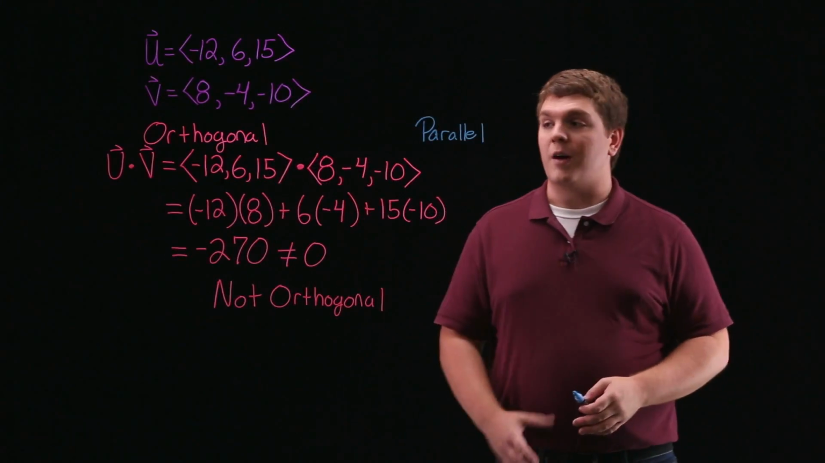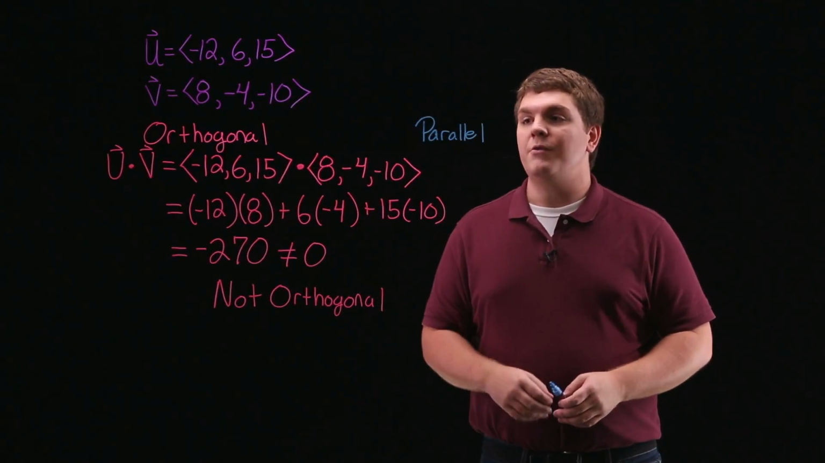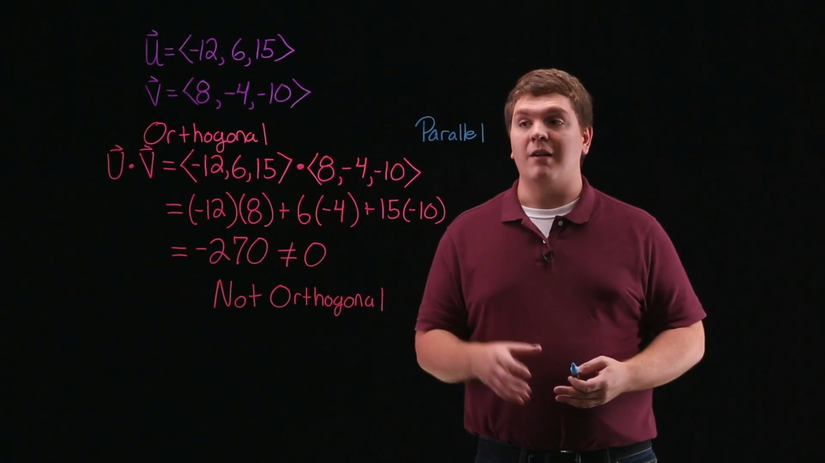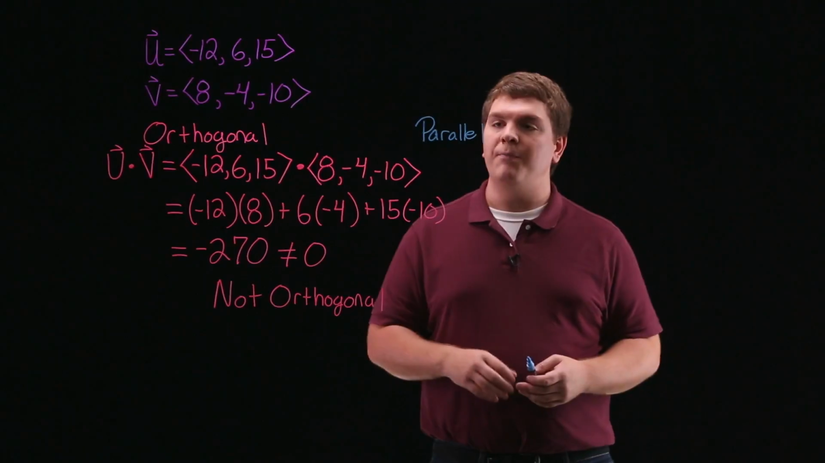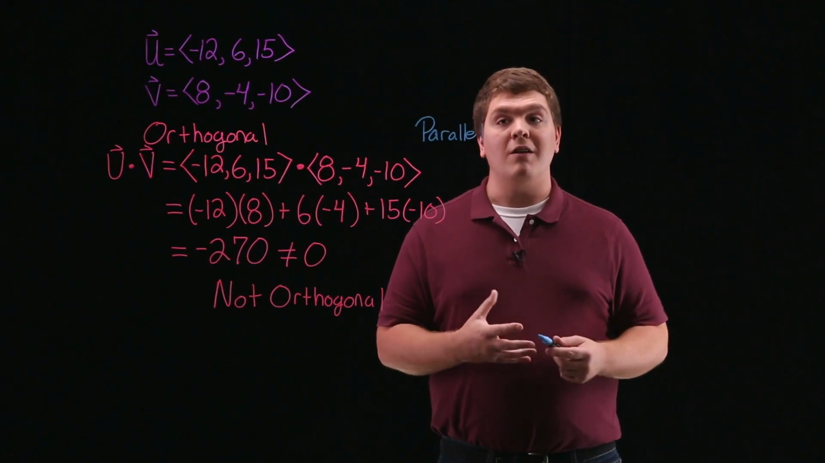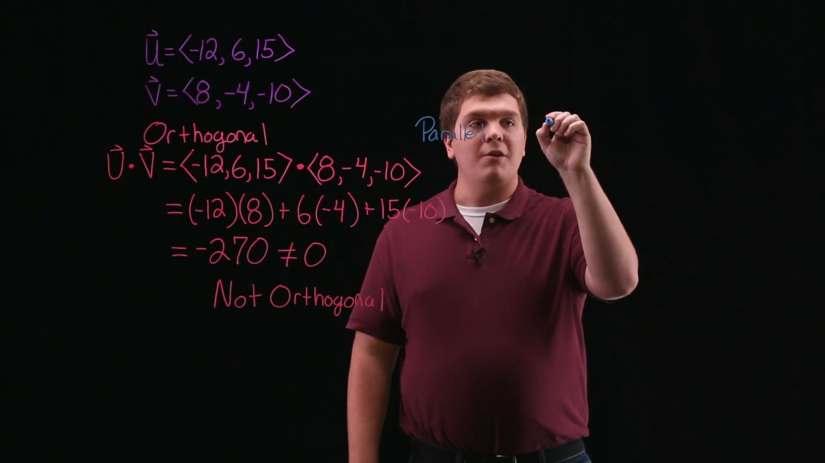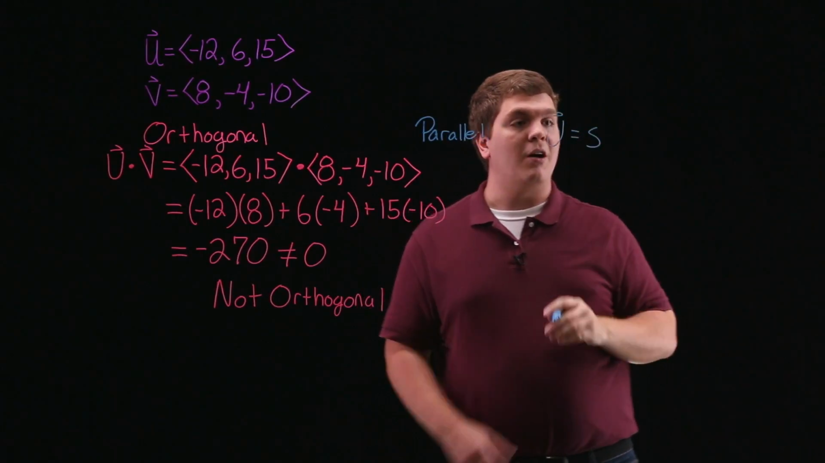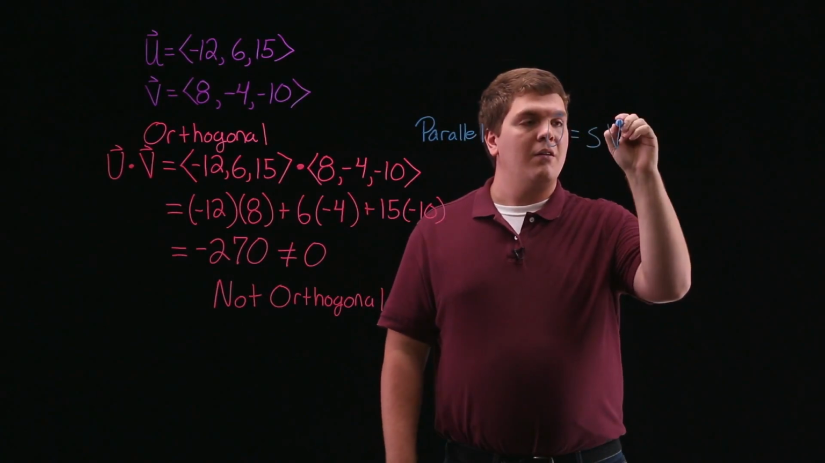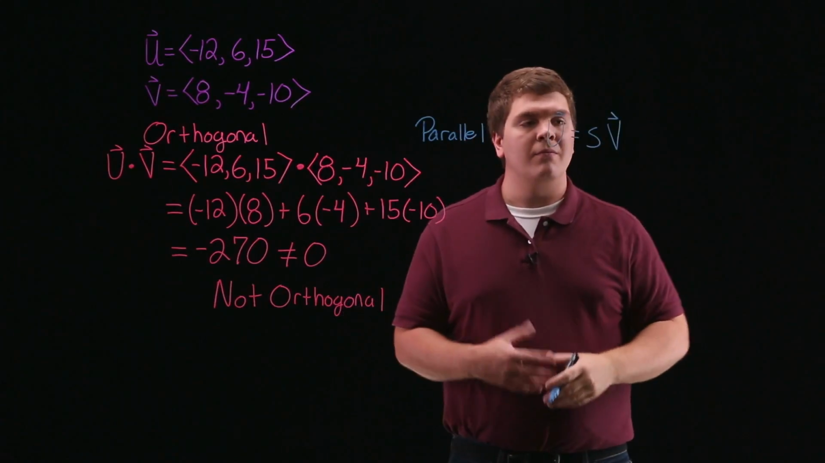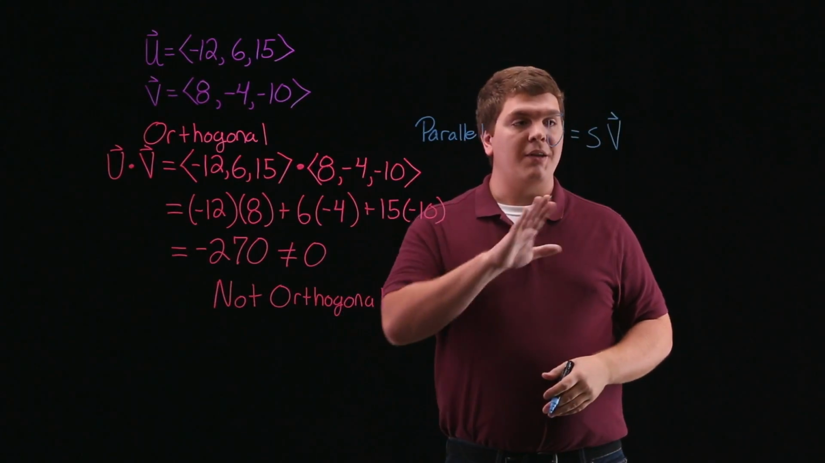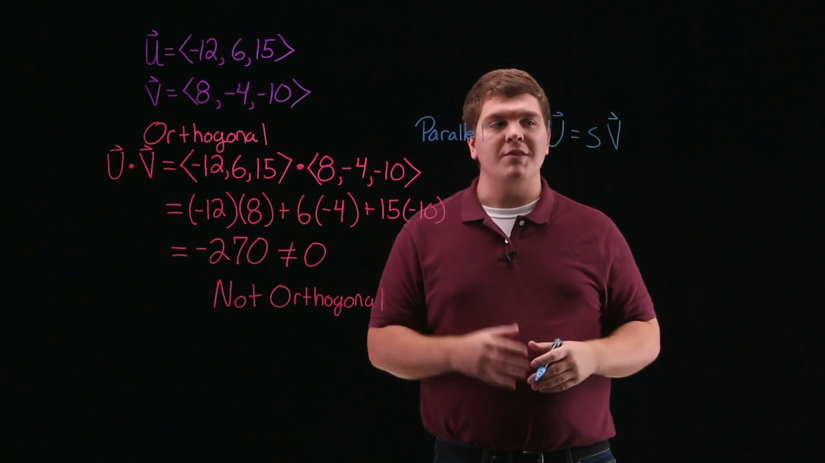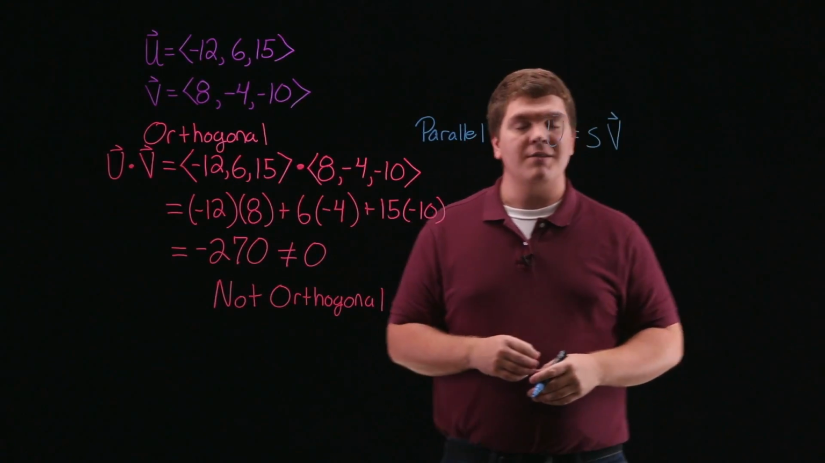Now for the next part of this problem, we want to determine, are these two vectors parallel? In order to show that two vectors are parallel, we need to find some constant s, so that u is equal to some scalar s times the vector v. There are a couple different ways we could think about doing this, and if you look at these two vectors, you can almost see that there will be some constant s.